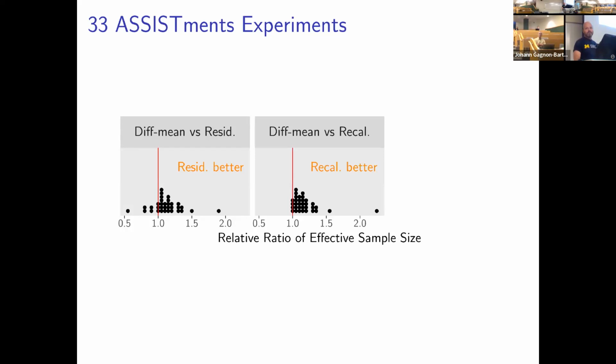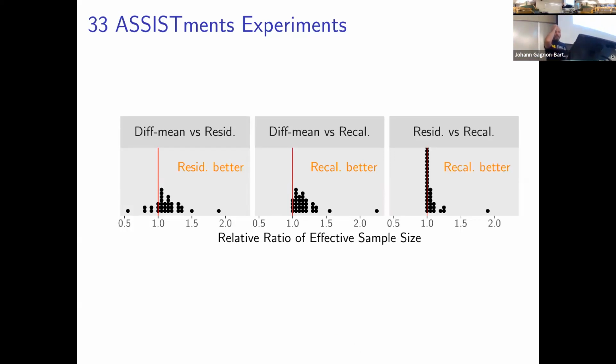Here, I'm comparing difference in means to this recalibrated estimator. And now, as promised, you basically improve your effective sample size, or you at least don't hurt it. And then this is comparing more explicitly the residualization to the recalibrated, and we see that this recalibration pretty much always helps us.